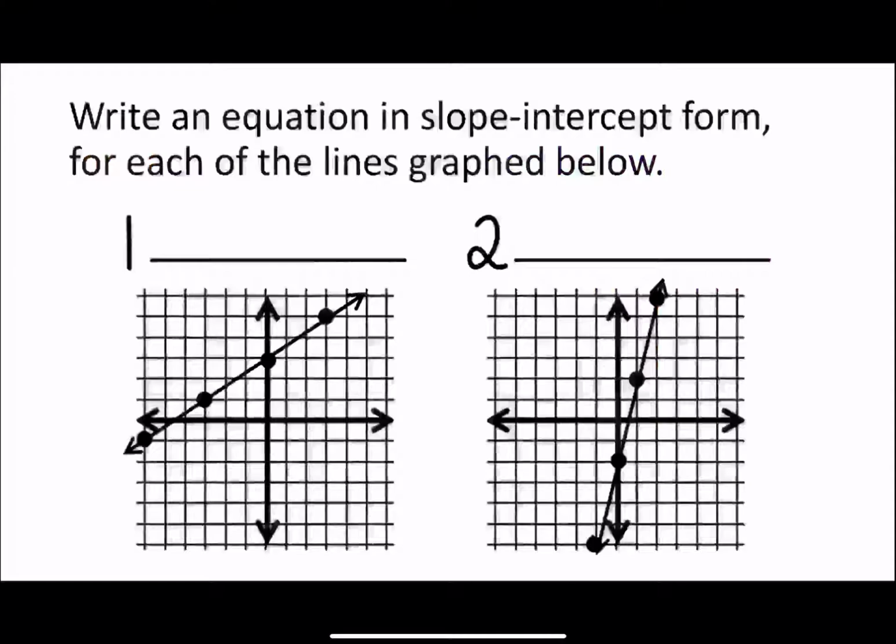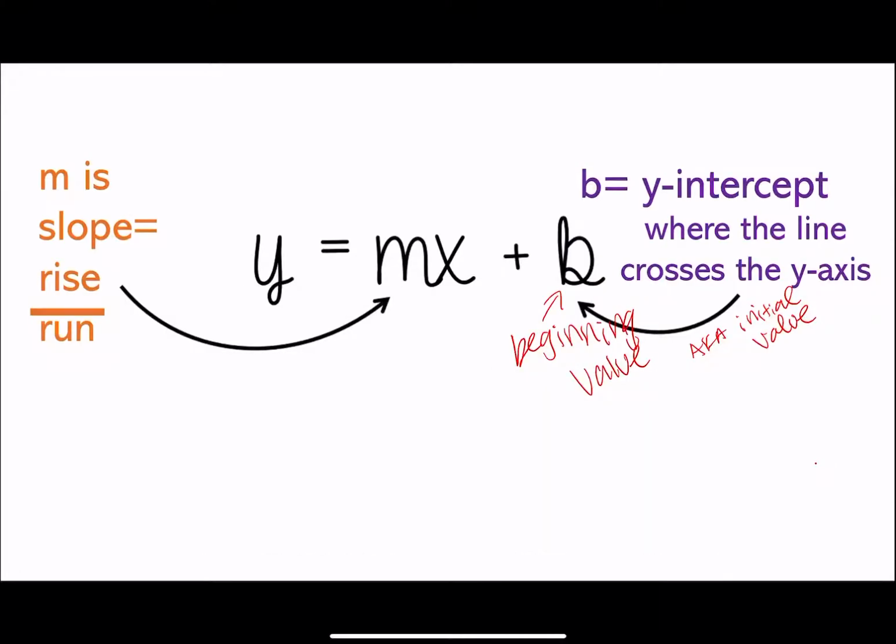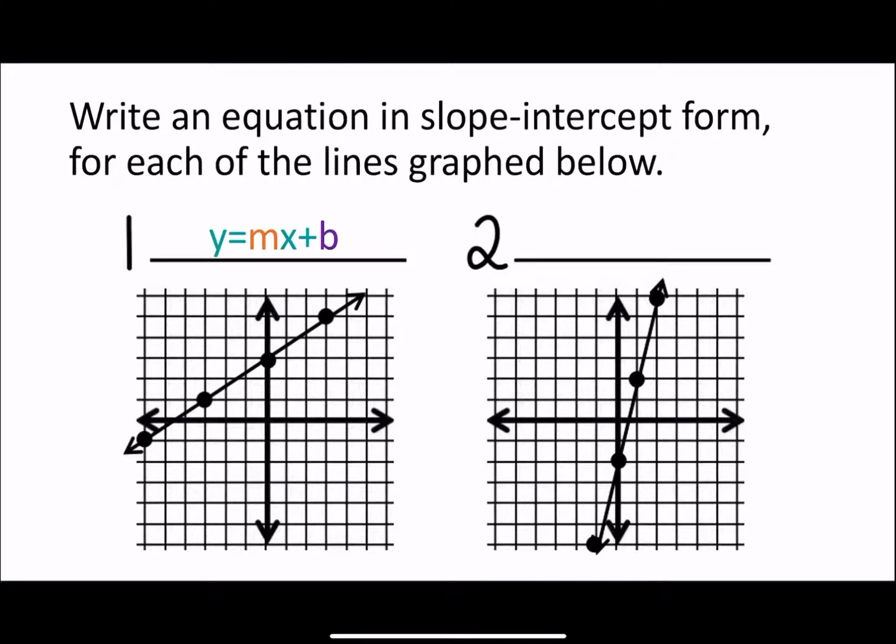So now we're going to write an equation in slope-intercept form for each of the lines. You have 5 graphs total. We're going to do the first one together. So remember that slope-intercept form is y equals mx plus b. Alright, that means we need to have 2 things. We need the m and the b.